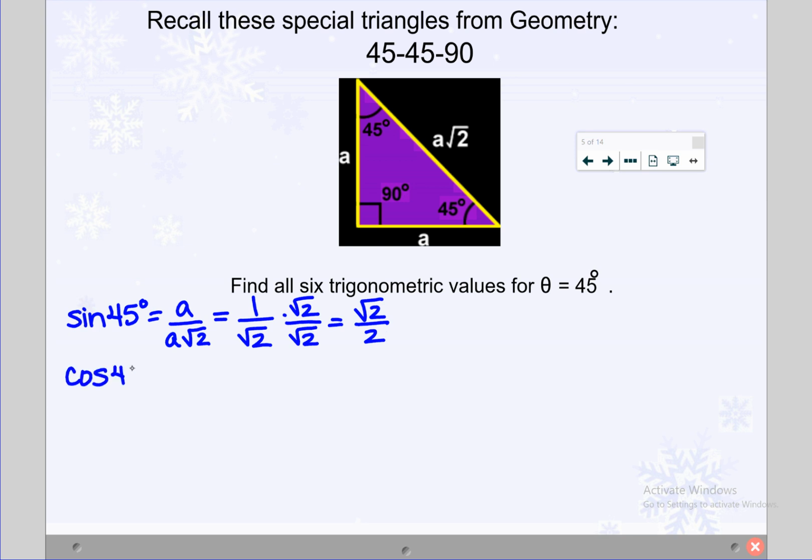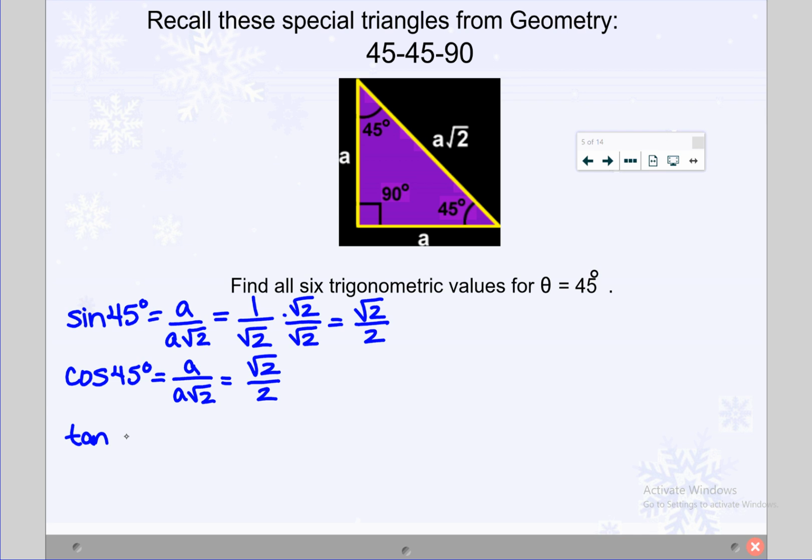Cosine of 45 degrees is adjacent over hypotenuse, which is also A over A rad 2. So it's going to simplify the same way. I'm just going to skip that middle step there. It's the same ratio. I know it's going to be rad 2 over 2.